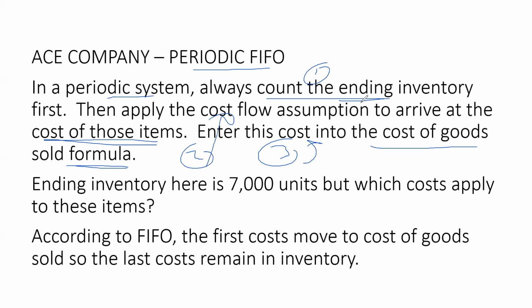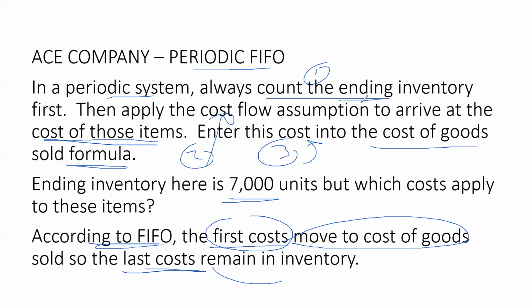Beginning inventory plus purchases less ending inventory gives you cost of goods sold. So in this particular problem, you have 7,000 units, but which 7,000 cost apply? You bought some at one price, some at another price, and the final ones I think were at $20. So according to FIFO, this assumption, the first cost have already moved into cost of goods sold. We're not looking at cost of goods sold now. What we're doing is looking at ending inventory. So if the first cost go to cost of goods sold, the last cost will remain in the inventory account.